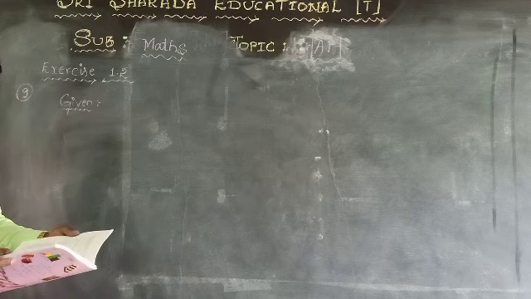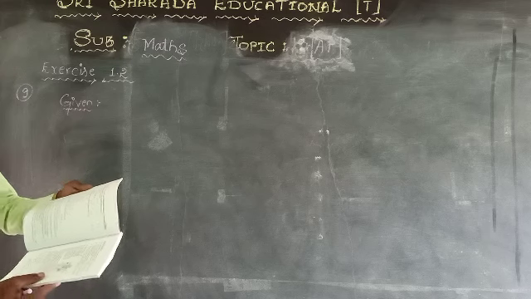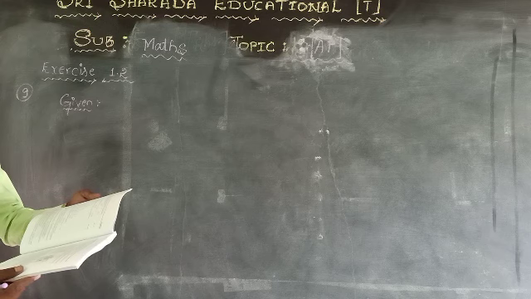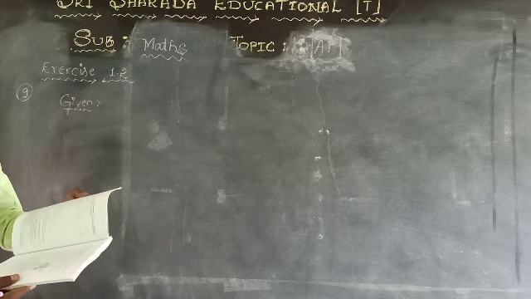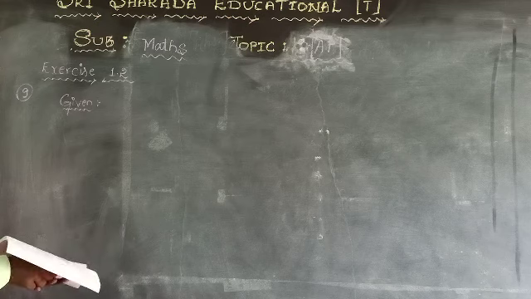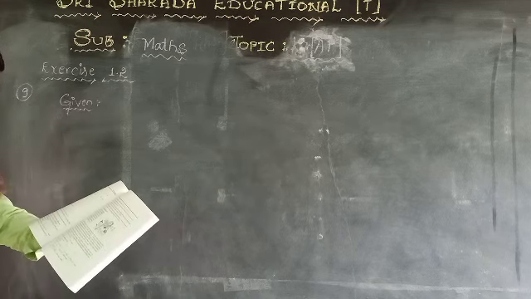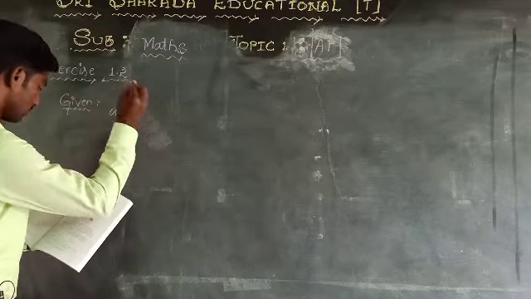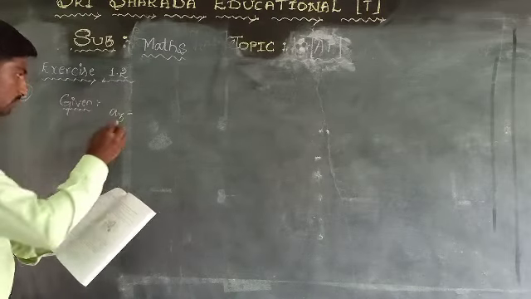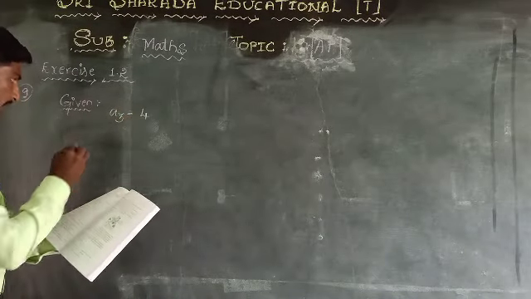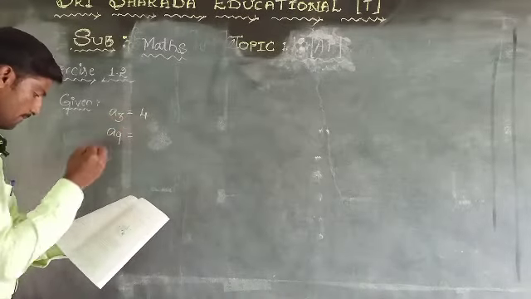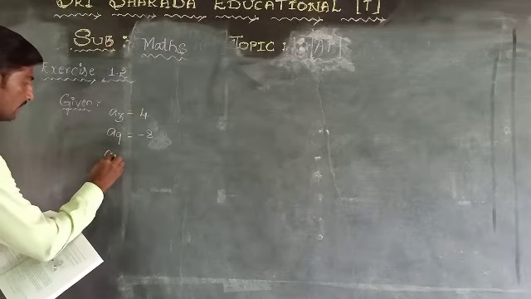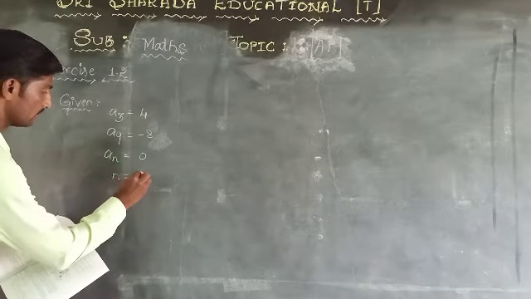Exercise 1.2, ninth question. The question is like this: if the third term and ninth term of an AP are 4 and minus 8 respectively, which term of this AP is 0? For this, first we should mention the given data. What is given? The third term and ninth term are given. Means A3 is equal to 4, whereas A9 is equal to minus 8. Which term? Means An is equal to 0. We are asked to find n.